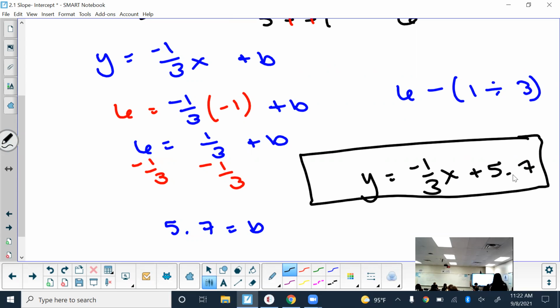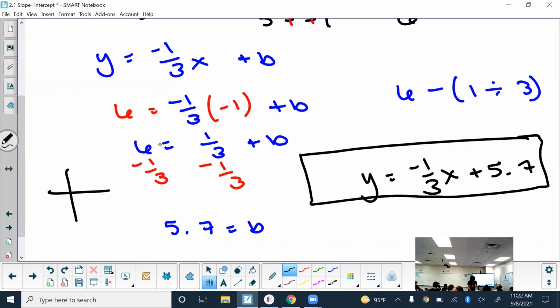So for the y-intercept, I would say make it a decimal, because when you graph it, it's harder to estimate the fraction than the decimal. At least 5.7 you know is between 5 and 6. So I would say make it a decimal for your y-intercept. For your slope, leave it a fraction because you need that rise over run. Yes, Brandon? All right, any other questions?